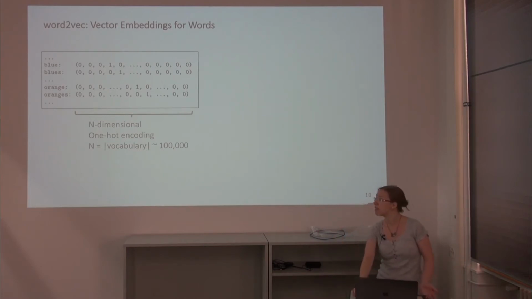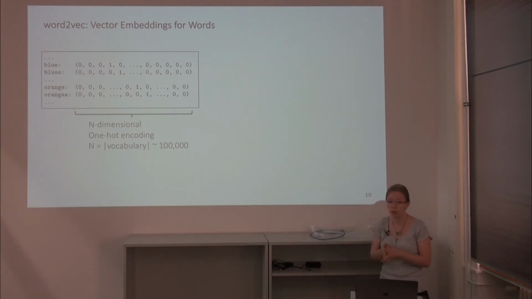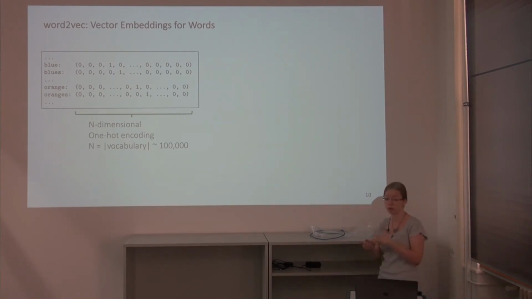And another big disadvantage of this representation is that there's no notion of how similar words are in the way that they are represented. So you and I, we all see in this that there are similarities between blue and blue, similarities between blue and orange. These words have commonalities, but these commonalities aren't translated in the way they're represented.